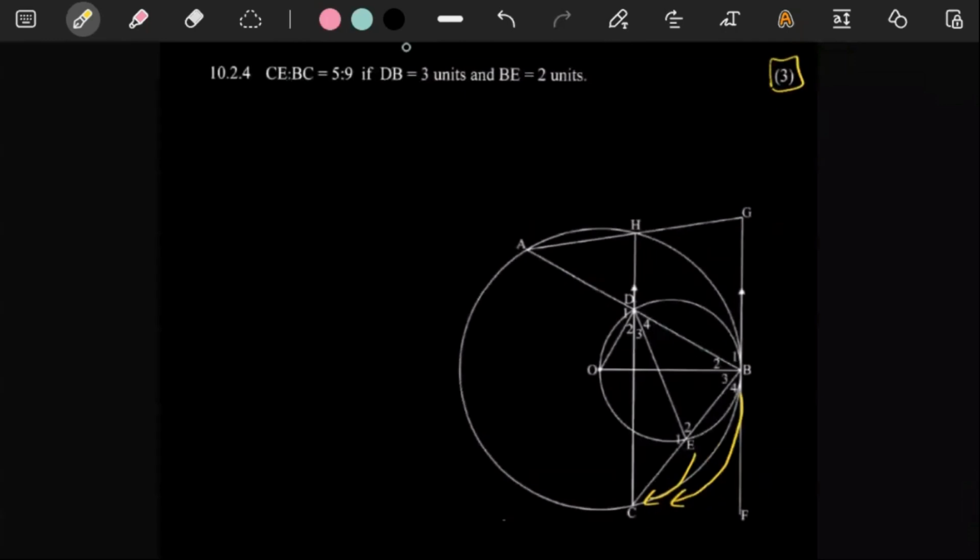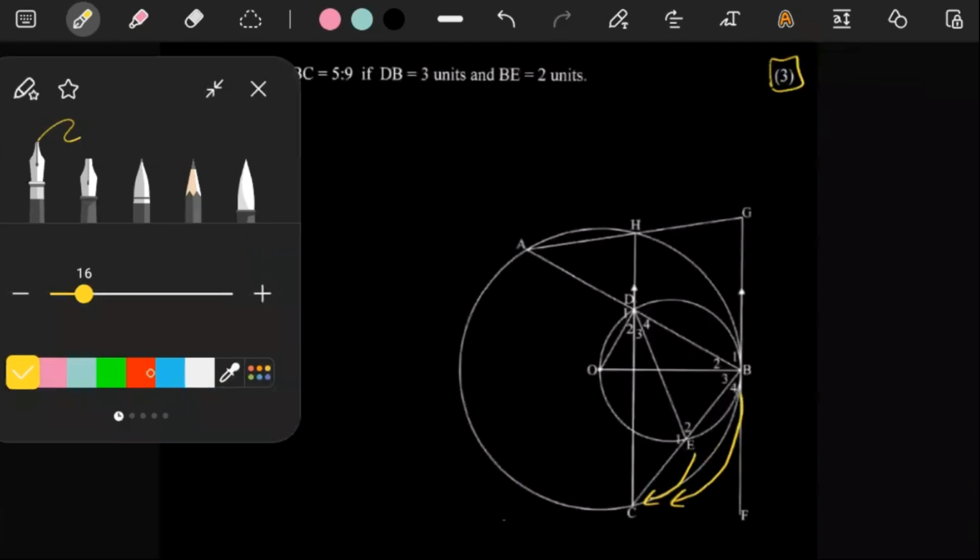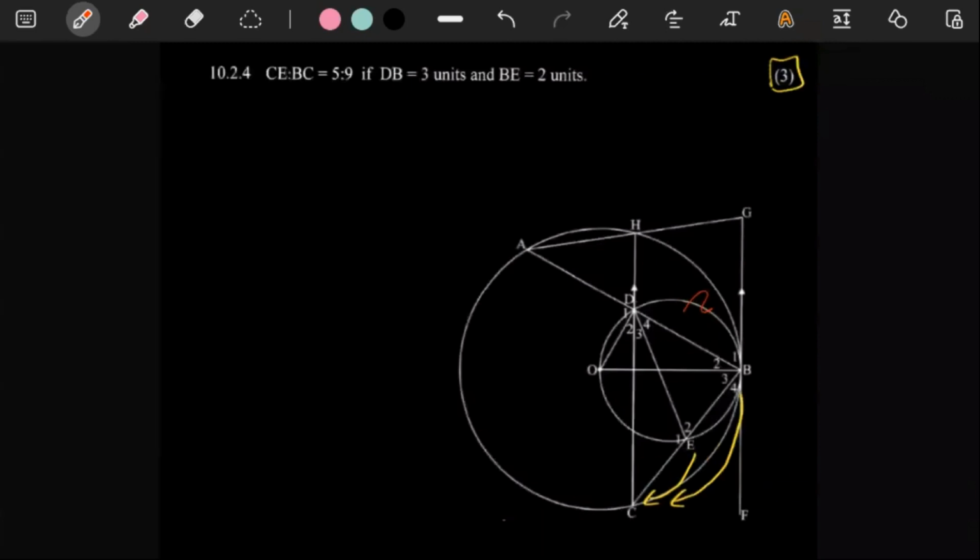DB is a 3. So they're trying to tell us the length here. So they've told us that this is a 3 and BE is a 2. So they are giving us actual lengths here, which is quite interesting because normally they don't give us specific lengths to work with.